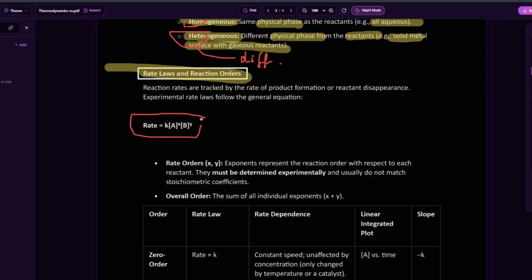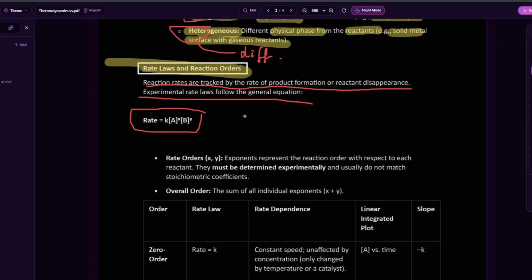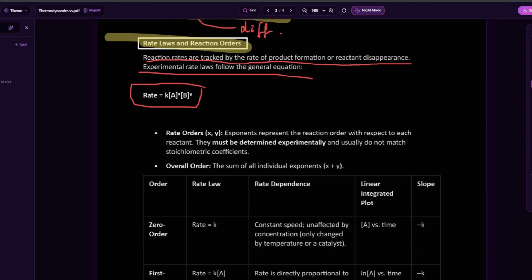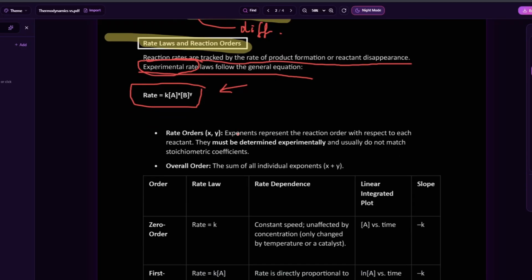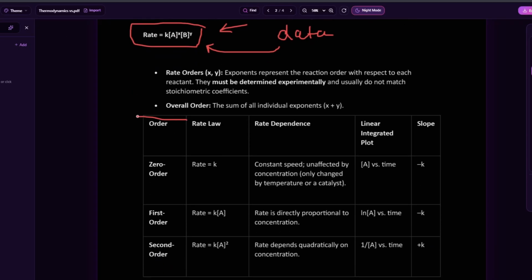Basically, reaction rates are tracked by the rate of product formation or reactant disappearance. Experimental rate laws follow the general equation. The main thing you have to know, and you'll learn this by doing enough practice questions, is that rate cannot be determined non-experimentally. It's going to be determined experimentally. So you're going to be given experimental data in a practice problem, and using that data, you input the numbers into this rate law, and then it will let you find the rate orders.